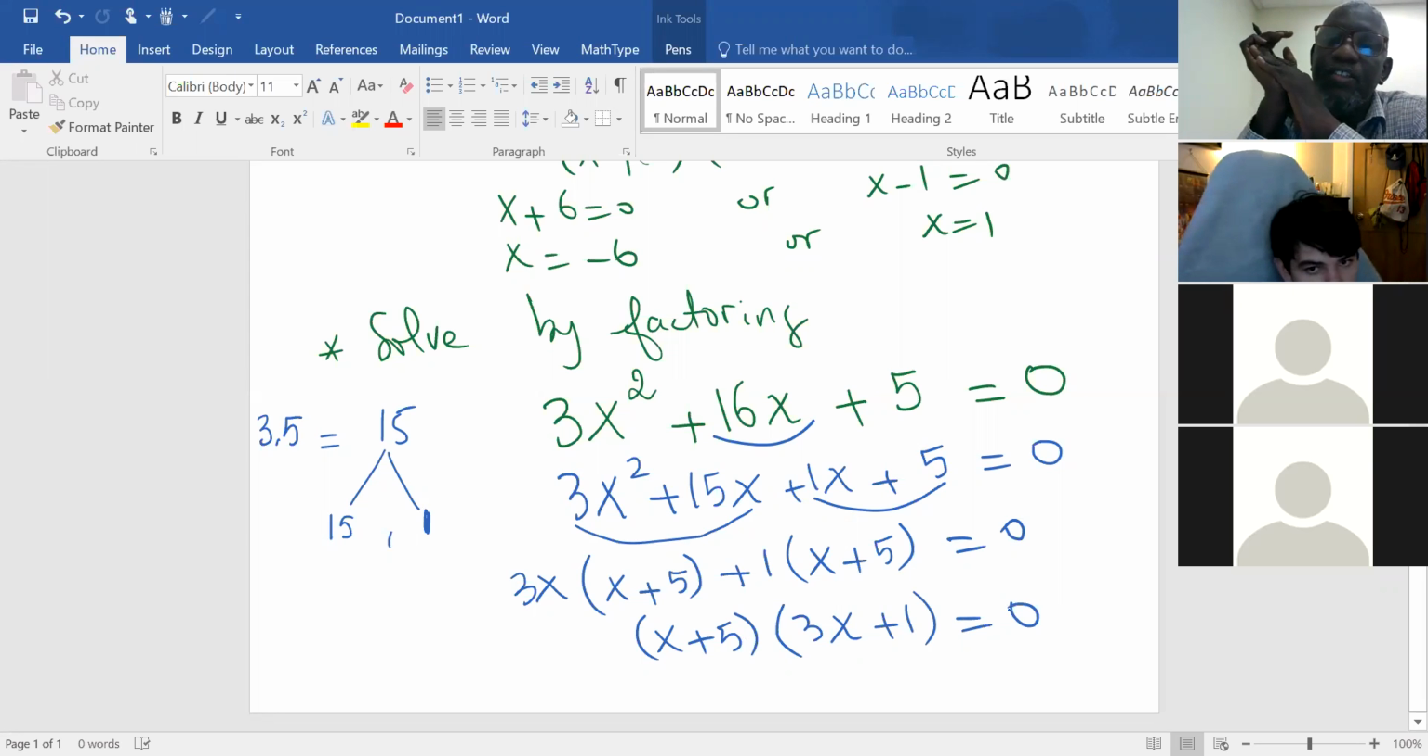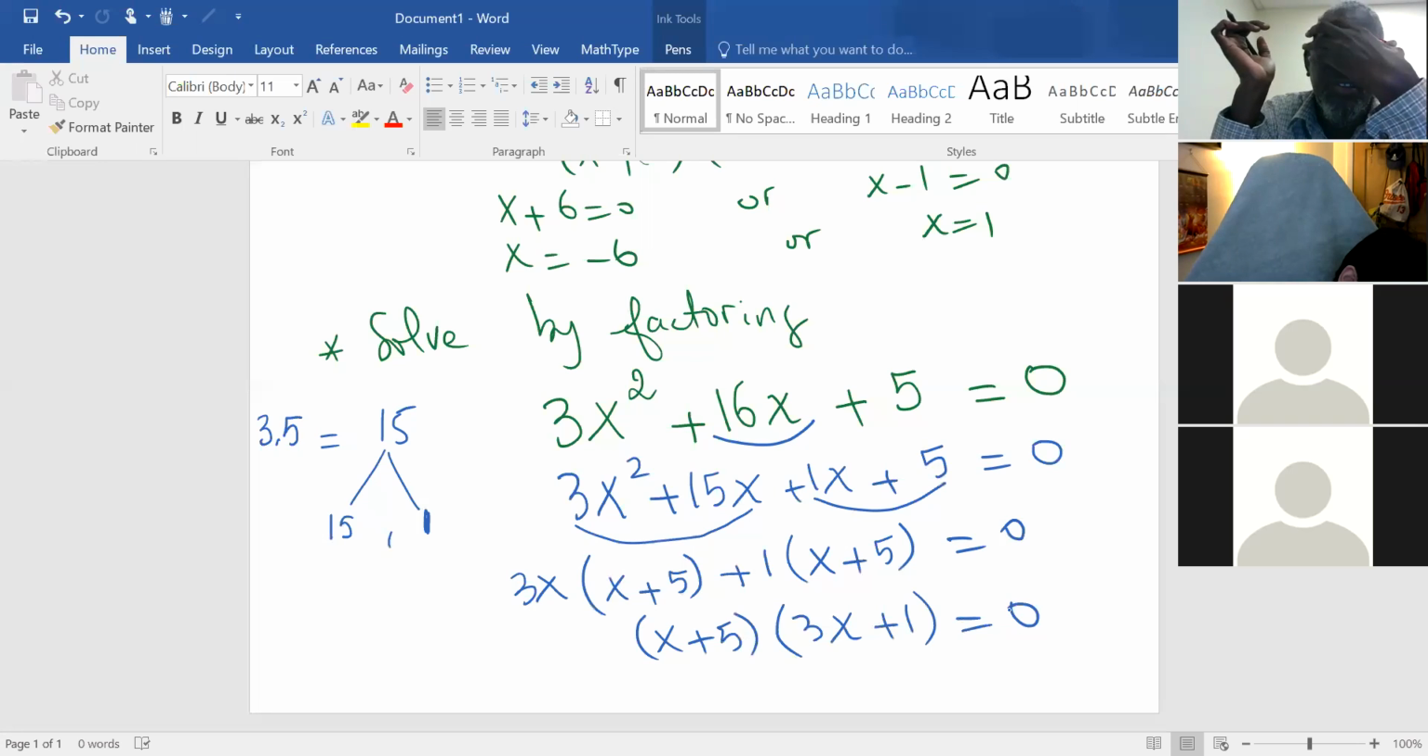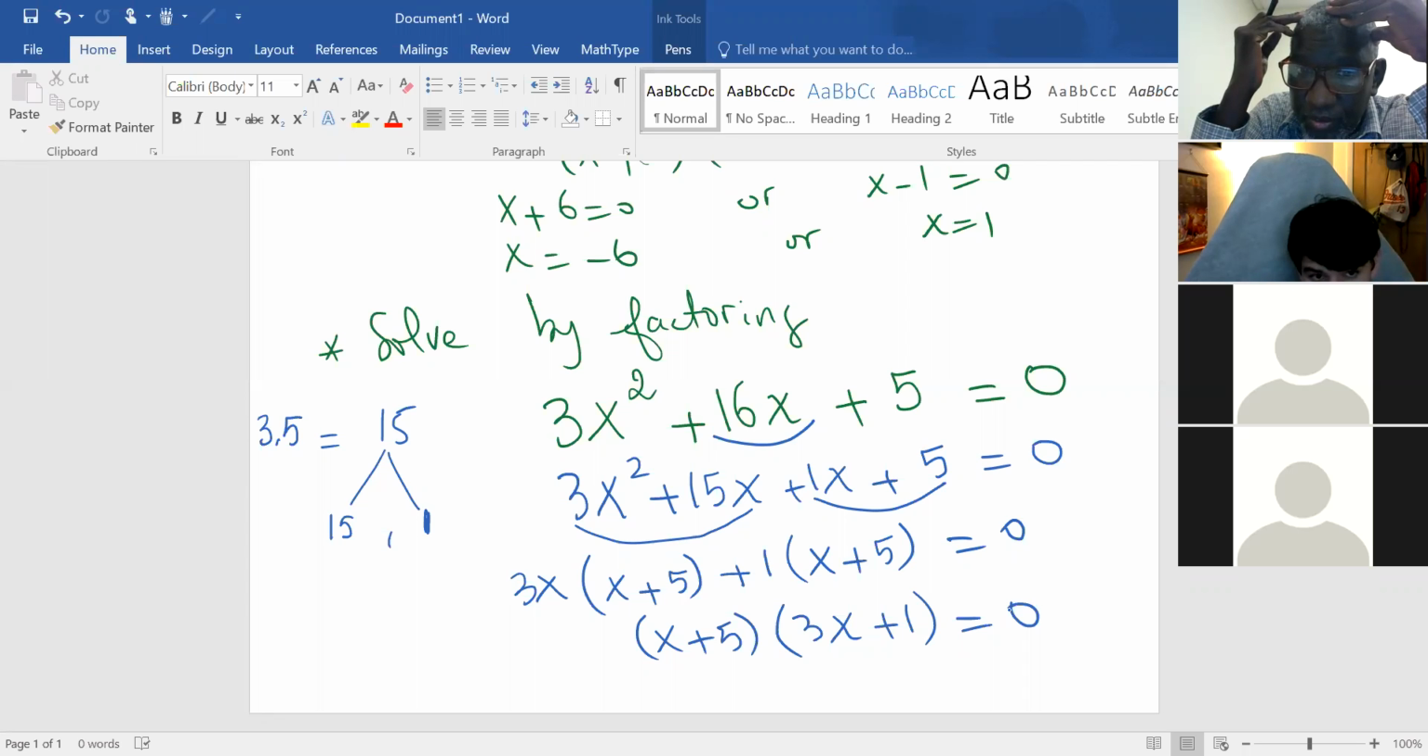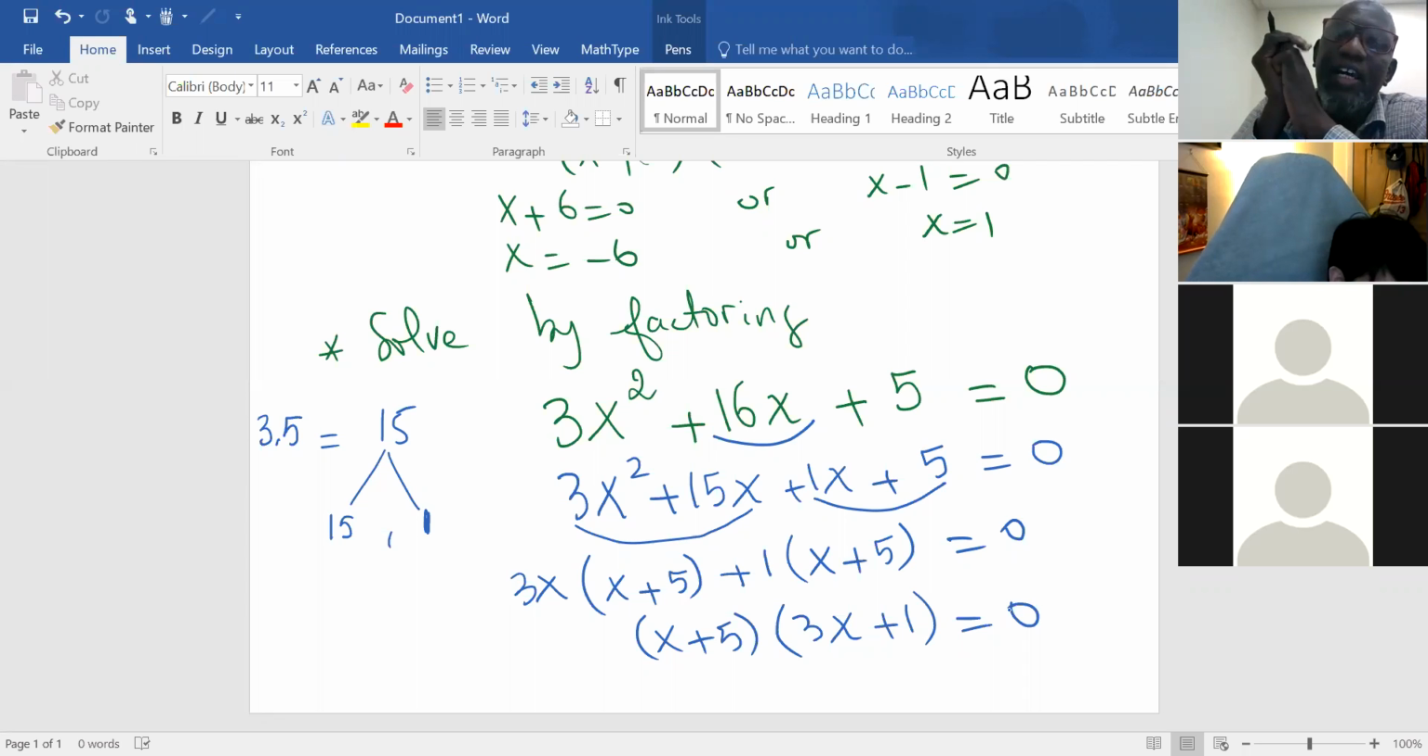I have another idea, and it's simpler than this one. I got another idea, but it's easier than this one. Yes, so another way to do the AC method, you mean?